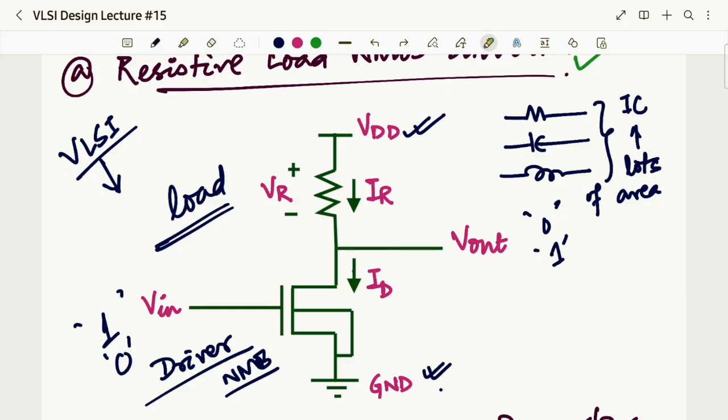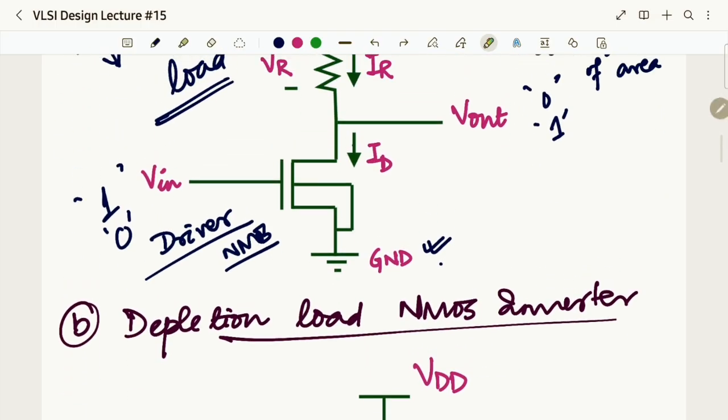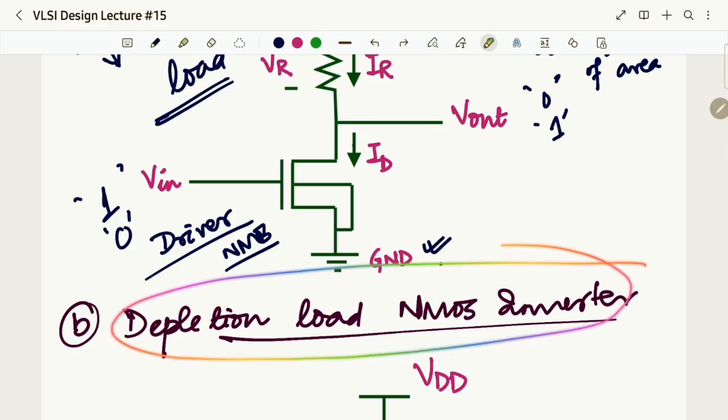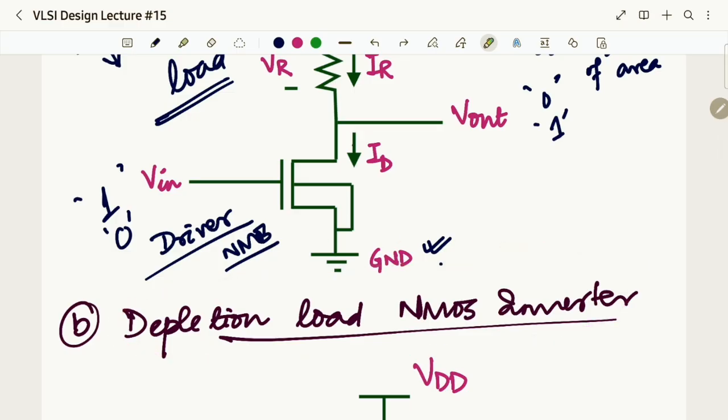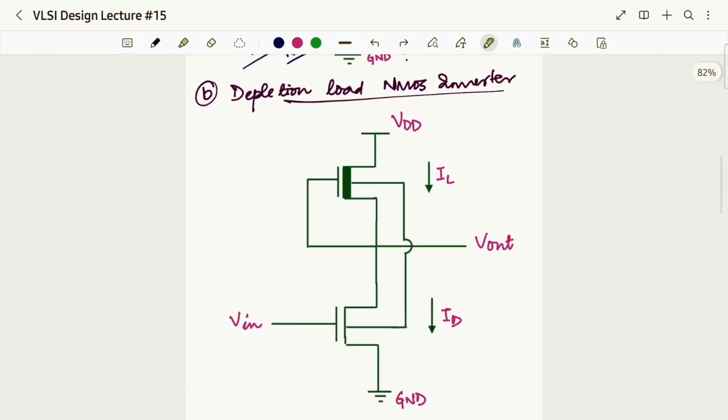But we were still experimenting with the NMOS inverter concept. So we moved to the second design known as the depletion load NMOS inverter. And the circuit diagram looks like this. Now, here also you can see an NMOS at the bottom, but there is a certain level of change in the load. The load looks different now. So we replace the resistor with some other kind of a transistor.